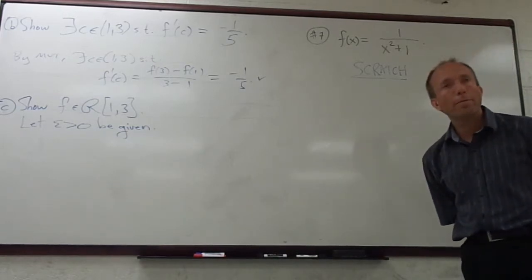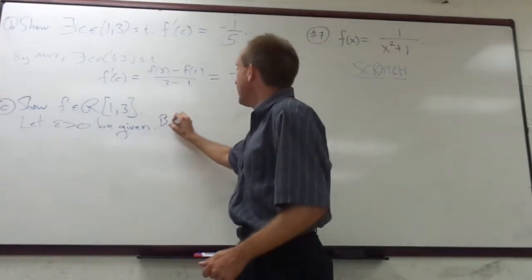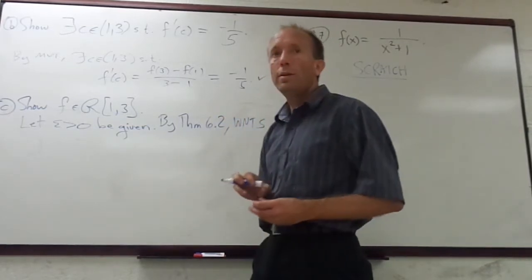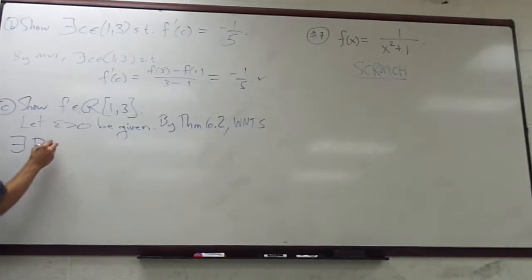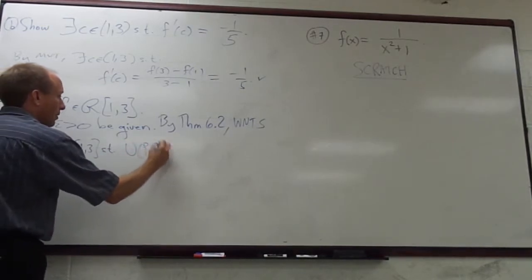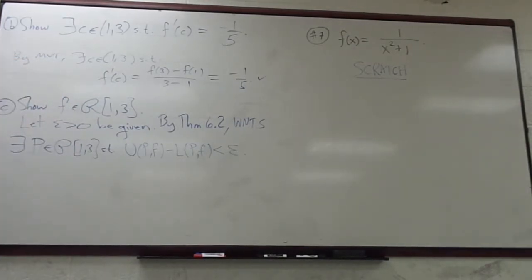So how am I going to figure out, to use Theorem 6.2, let me just write it here. By Theorem 6.2, we need to show that there exists a partition from 1 to 3 such that U(P,f) minus L(P,f) is less than epsilon. Any suggestions how I'm going to come up with this partition? How I could try to get there?